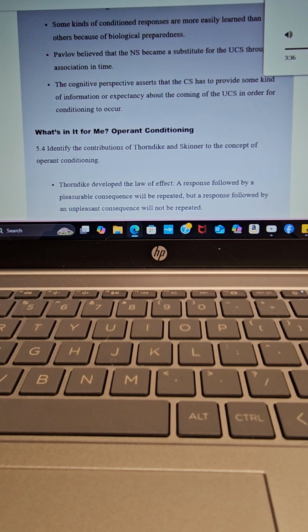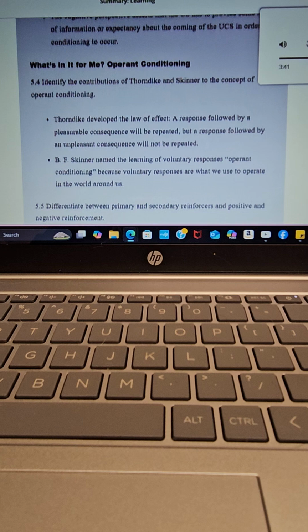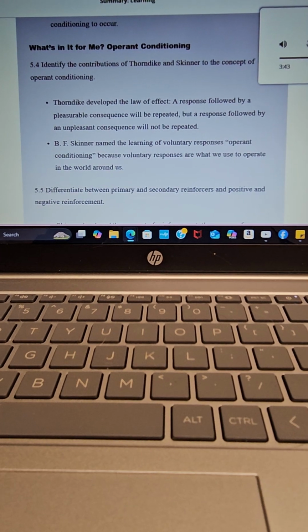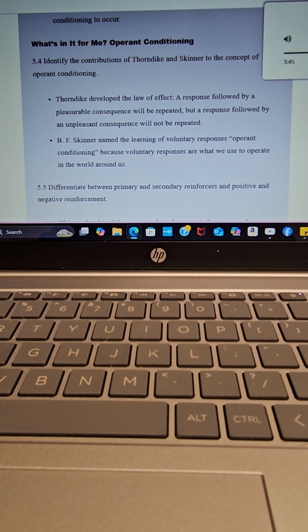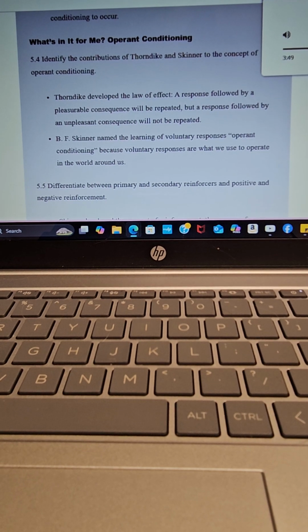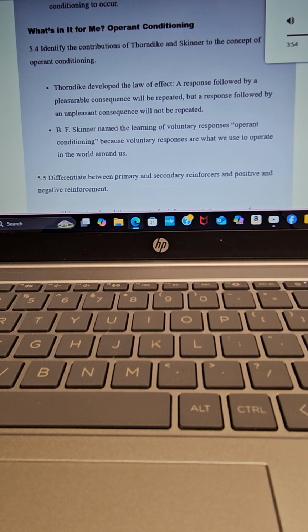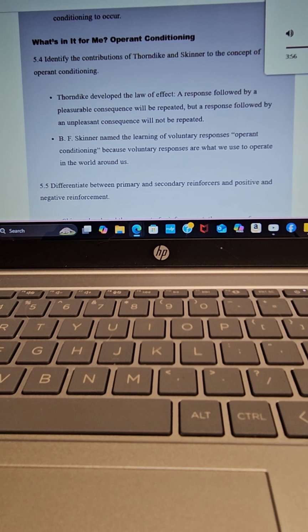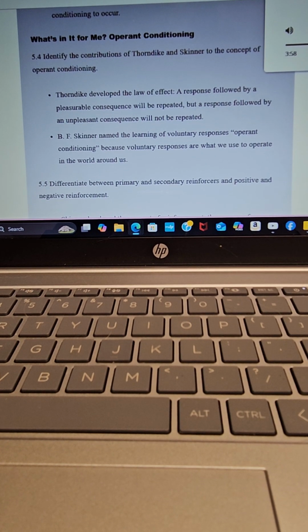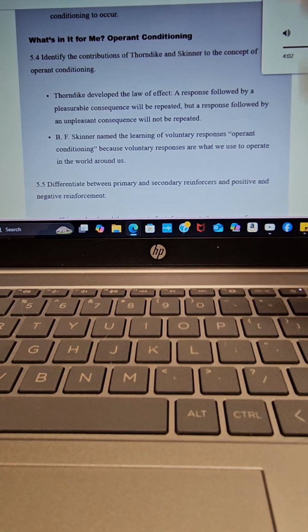What's in it for me? Operant conditioning. 5.4. Identify the contributions of Thorndike and Skinner to the concept of operant conditioning. Thorndike developed the law of effect. A response followed by a pleasurable consequence will be repeated, but a response followed by an unpleasant consequence will not be repeated.